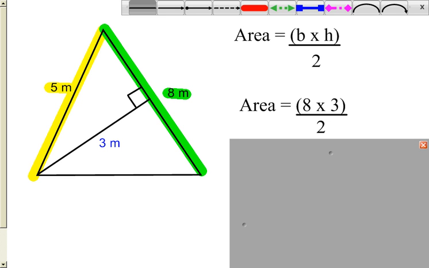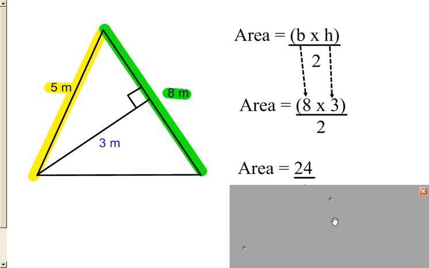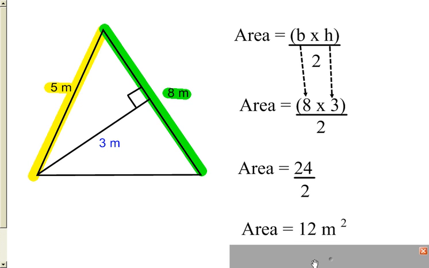So the base we already established to be having a value of 8 meters. The height has a value of 3 meters. And we're going to put those in parentheses because order of operations tells us that we need to perform the operation inside the parentheses first, which means we're going to be multiplying first. So we have 8 times 3 divided by 2. We'll evaluate what 8 times 3 is. That's 24 divided by 2. And then we do our final division, and that gives us a total area of 12 square meters, or meters squared.